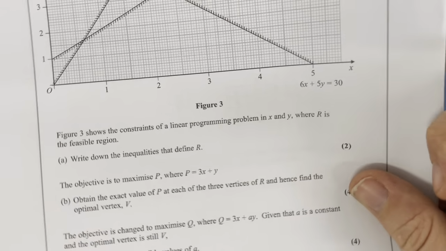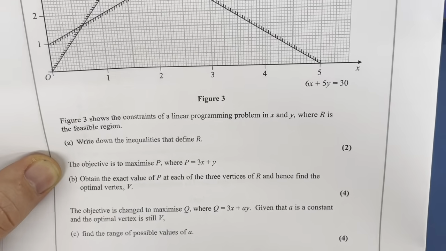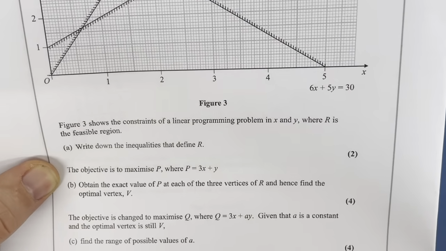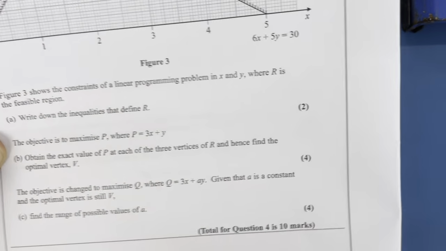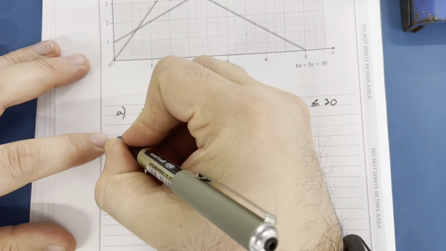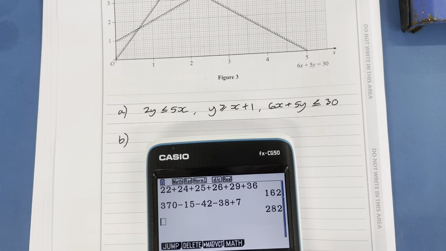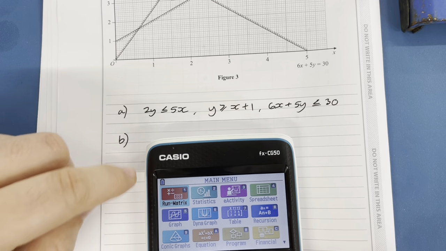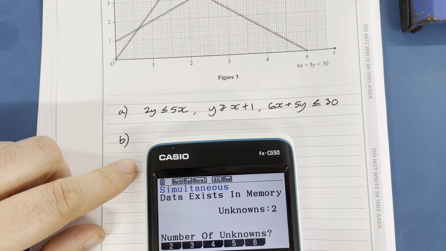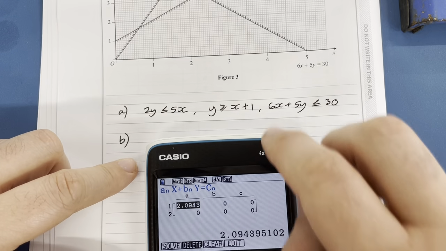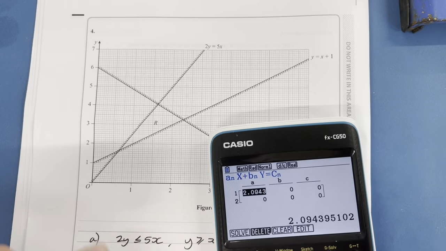Okay, question. The objective is to maximise P, where P is 3x plus y. Obtain the exact value of P at each of the three vertices of R, and hence find the optimal vertex V. Okay, so we're using the vertex testing method. The exam can ask for either, and you must follow through with what it's asking for. Okay, so I'm going to be a bit lazy and use the equation solver, just because I'm pretty sure these are going to be horrible equations. Nice fractional numbers coming out.